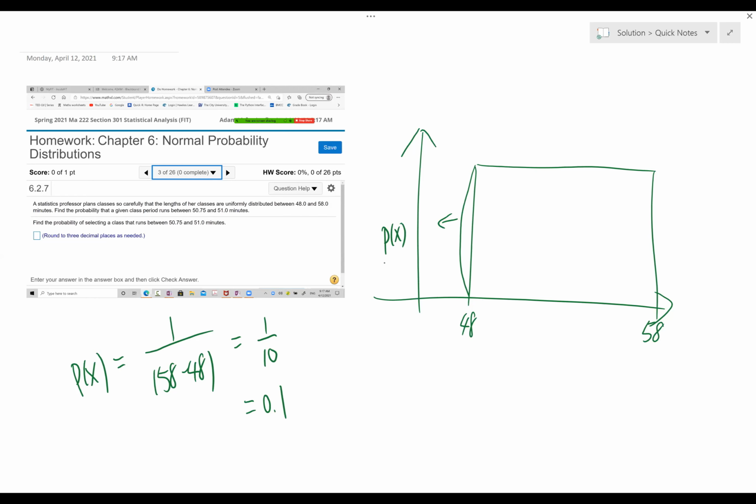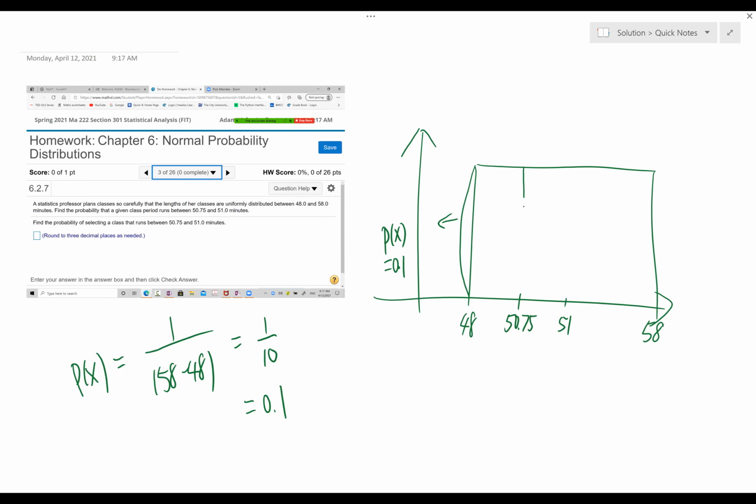Okay, so we have that. Basically we have the idea, right? So there's a 10% chance that this professor will end the class between 48 minutes and 58 minutes, and any given moment in between those two time frames will be possible. And now the question is, find out the probability that a given class period runs between 50.75 and 51 minutes, right?